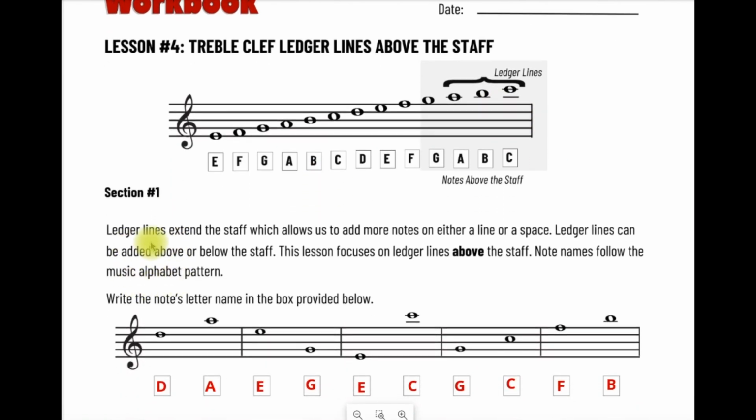Section 1 says ledger lines extend the staff, which allows us to add more notes on either a line or a space. Ledger lines can be added above or below the staff. This lesson focuses on ledger lines above the staff. Note names follow the music alphabet pattern. So they want us to write the note's letter name in the box provided below.